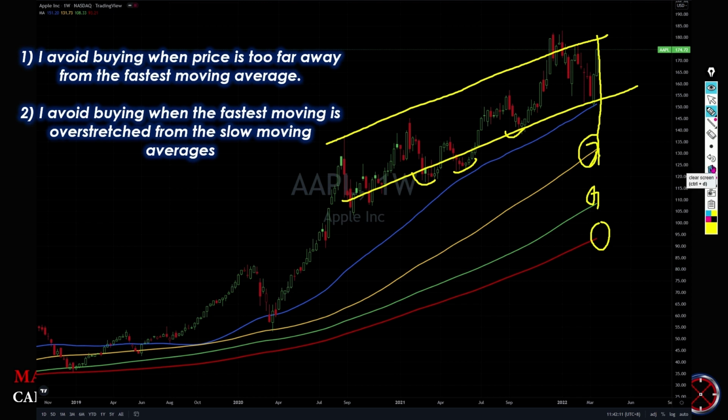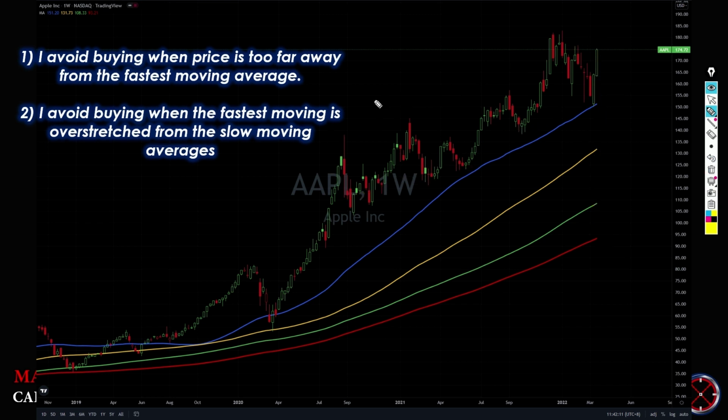And Apple has had phenomenal revenue growth last year, 33% overall. More than 30% phenomenal gain in revenues, net income and cash flow, with the highest cash flow in the industry, over 100 billion. So this is what I avoid buying when price is too far away from the fastest moving average. Like in this case, it's far apart, overextended. I do not want to go long. If it rallies without me, I'm okay.